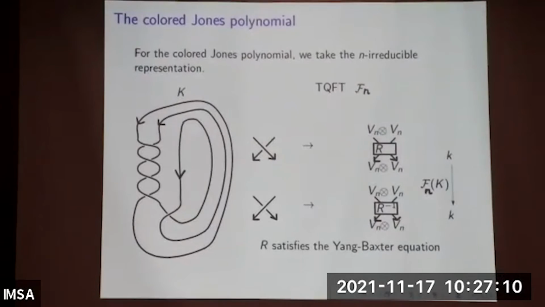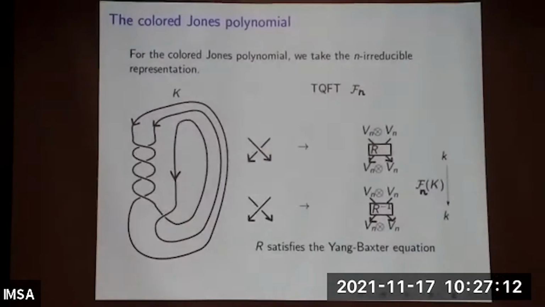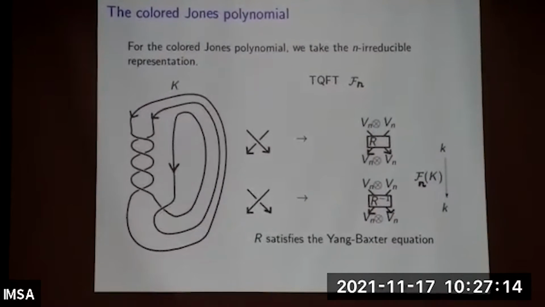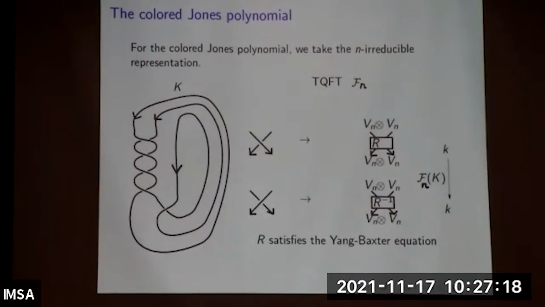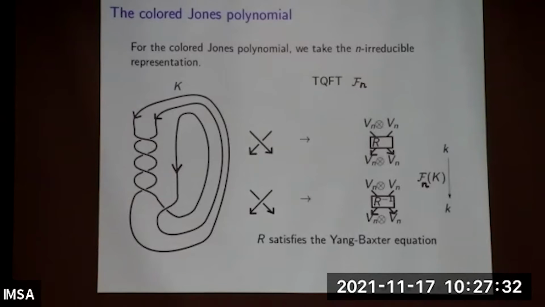Yes? B is an irreducible representation of this algebra. What are B and n? When n is one, there's a two-dimensional representation, and when n is two, we have dimension n plus one. So there are more irreducible representations. Yes, we're taking these other representations.